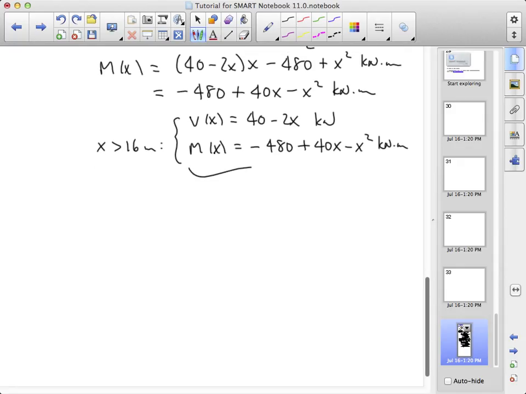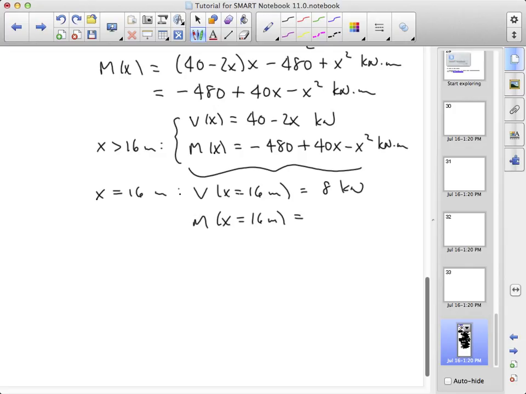Now a couple of things to note here. Again, if we think about x being equal to 16 meters, so approaching 16 meters from above, V is 40 minus 32, or 8 kilonewtons, and M is minus 480 plus 16 times 40, which is plus 640, minus 16 squared, which is 160 minus 256, is again minus 96 kilonewton meters.